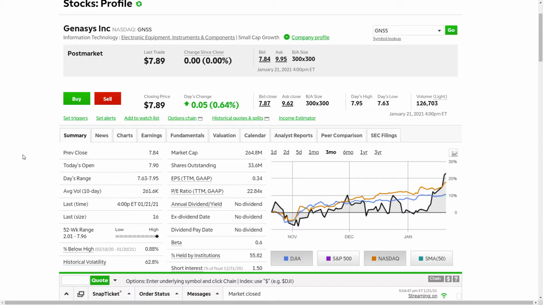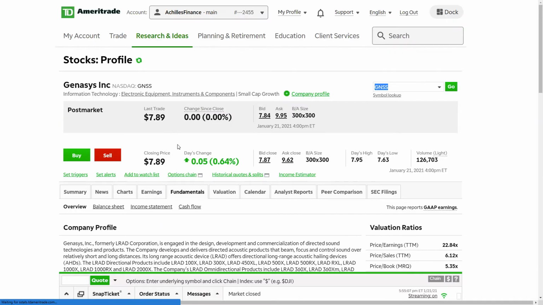So I've pulled up Genesis Inc. The PE ratio of 22.84 is not insane for this industry. A lot of these companies trade at a 40. So I see that the shares outstanding of 33.6 is relatively low. And even though they're trading near an all-time high, let's see how they're doing.